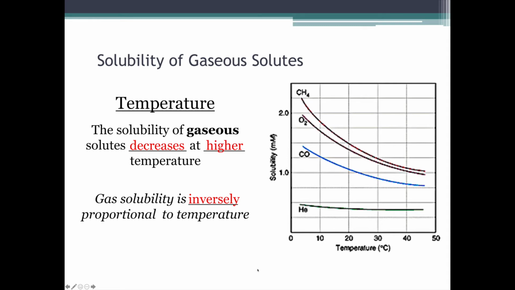The reason why has to do with the kinetic molecular theory. Gases are very free to move. So, at high temperatures, you end up having more kinetic energy, and the gases end up escaping out of that liquid to be free in the atmosphere rather than being contained inside of the liquid. So, as you increase temperature, your gases are actually more likely to escape.